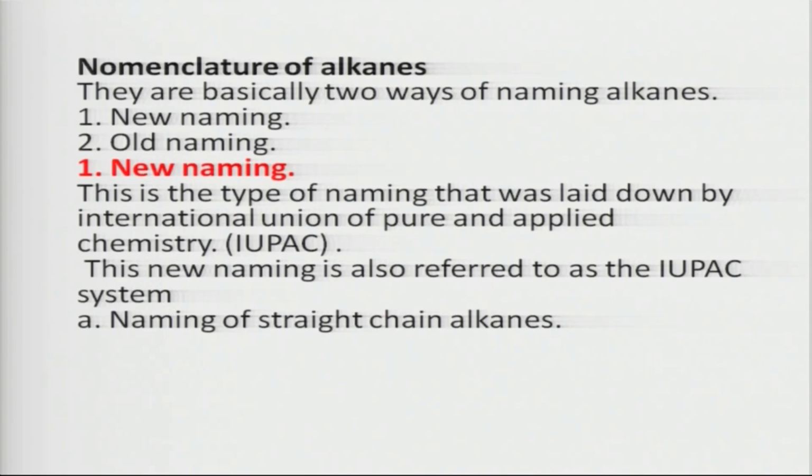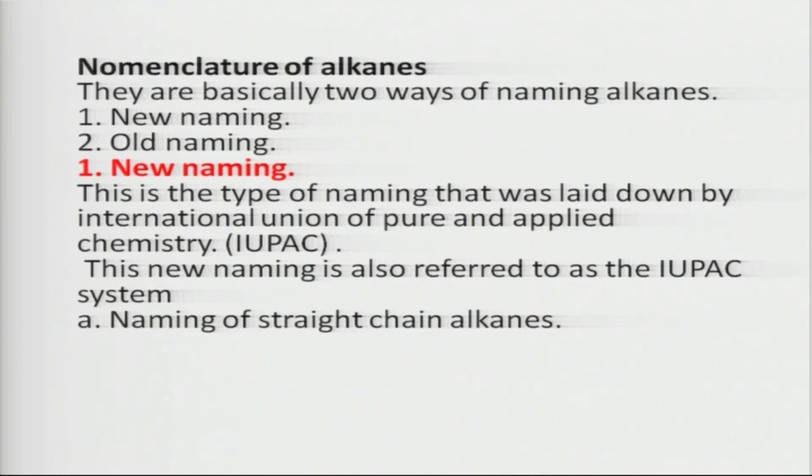So we are going to briefly talk about their naming. So nomenclature of alkanes. There are basically two ways of naming alkanes. We have the new naming and the old naming. The new naming may not be new. We can call it a systematic what? Naming, because these days it is no longer new as such.